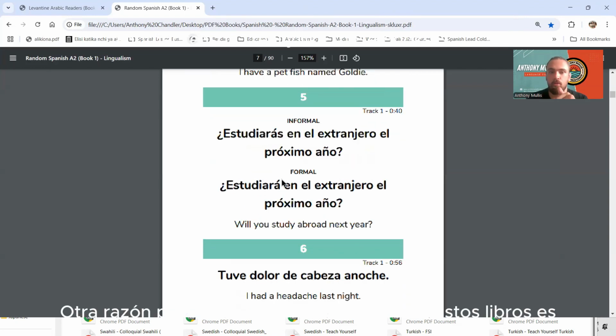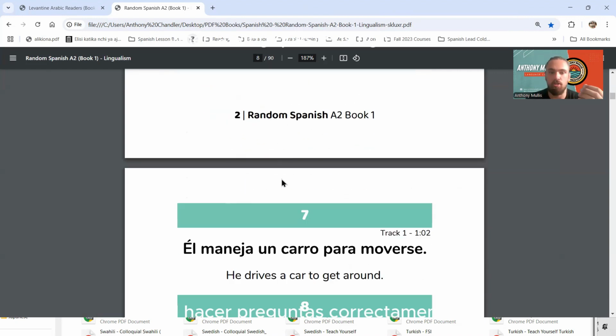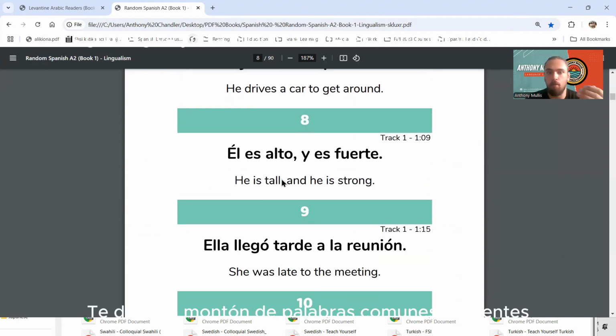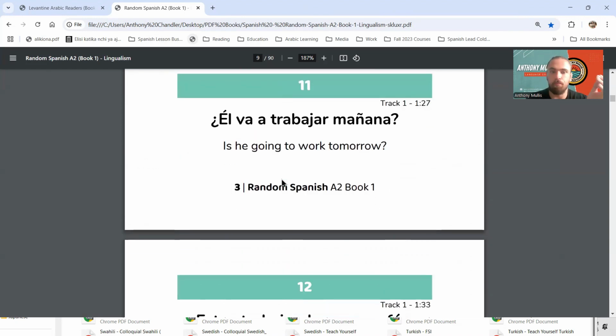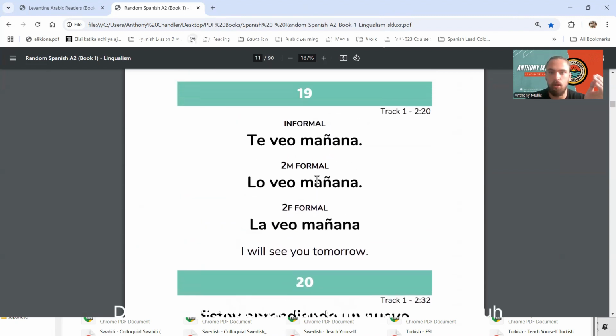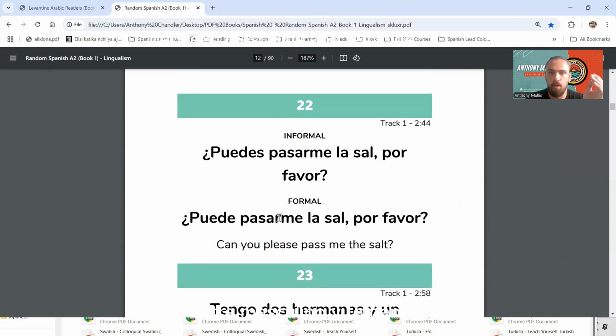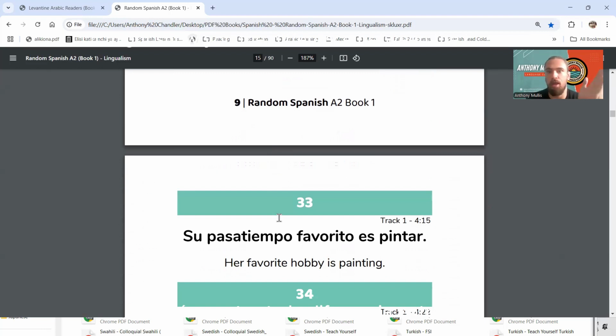Another reason I really like these books is they indicate the difference between the informal versus formal, the tú versus usted manner of speaking when asking questions, right? It's going to give you a bunch of different common words. It uses spaced repetition, so you'll see the same word every few sentences, right? And it's also going to say the difference between masculine and feminine, as well as the difference between informal versus formal. So it might show you the difference between the el conjugation versus the ella conjugation, specifically with like the adjectives, right? Yo estoy cansado if I'm a boy, yo estoy cansada if I'm a girl.